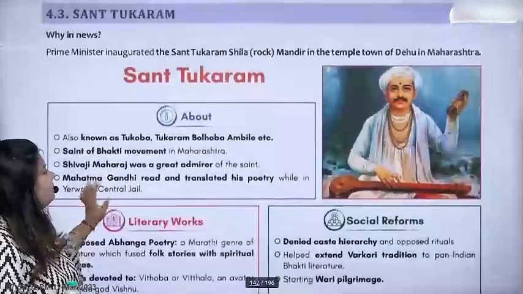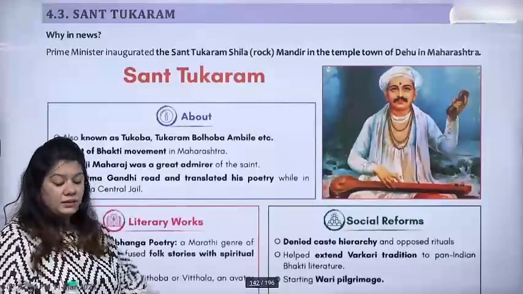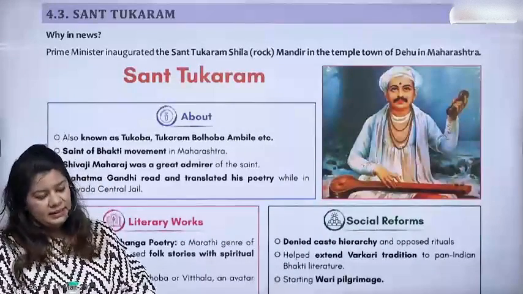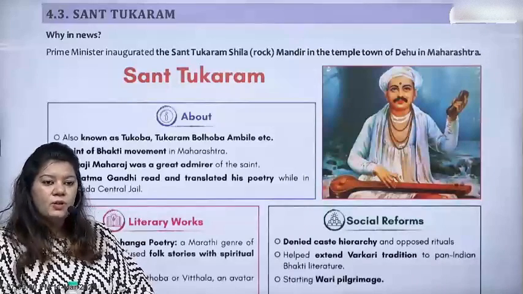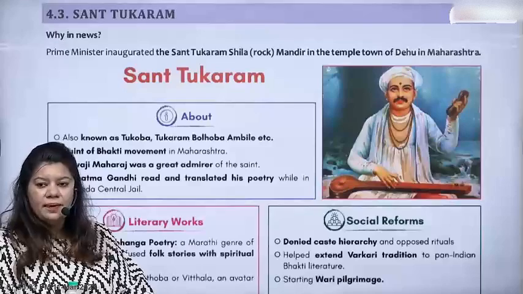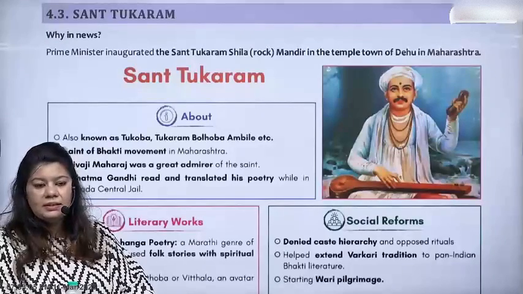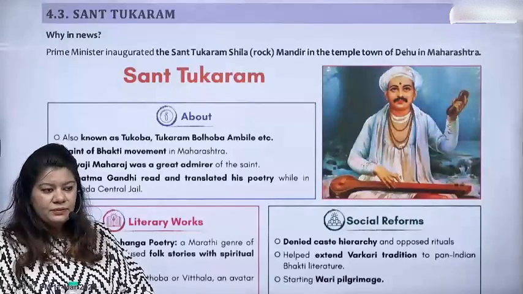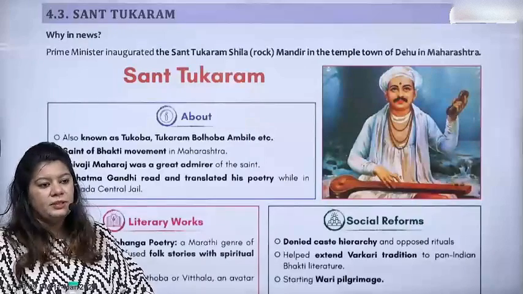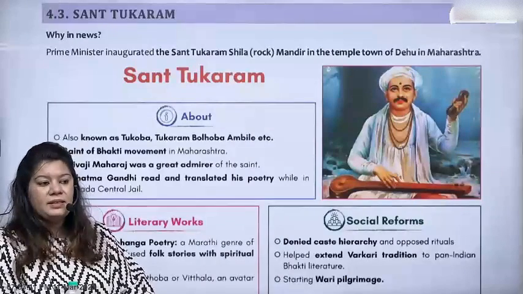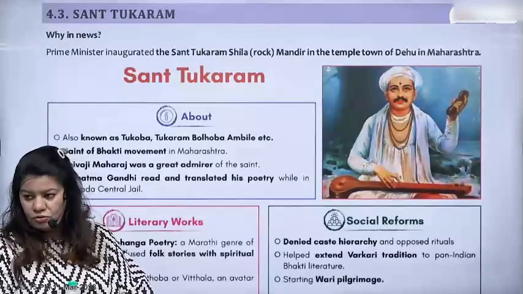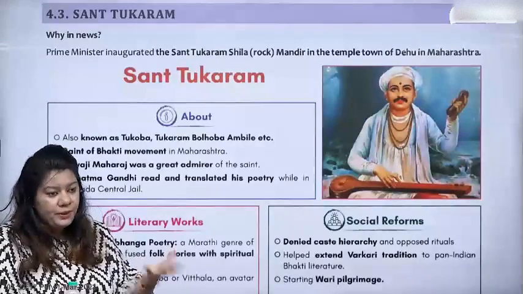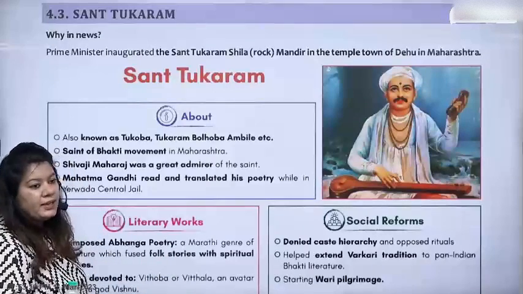Saint Tukaram, he is a Bhakti saint from Maharashtra. Okay? So there are certain compositions which are developed by Bhakti saints. They have been called by different names. So in Maharashtra, the Bhakti saints use abhangas to propagate their message, right? Abhangas. So they are poetic compositions through which they give their message.